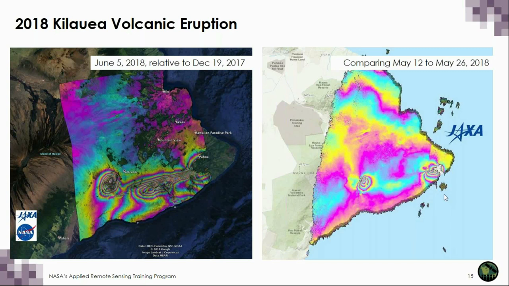So by combining observations from different satellites and different radar look directions, we were able to get a full picture of how the ground moved over time.